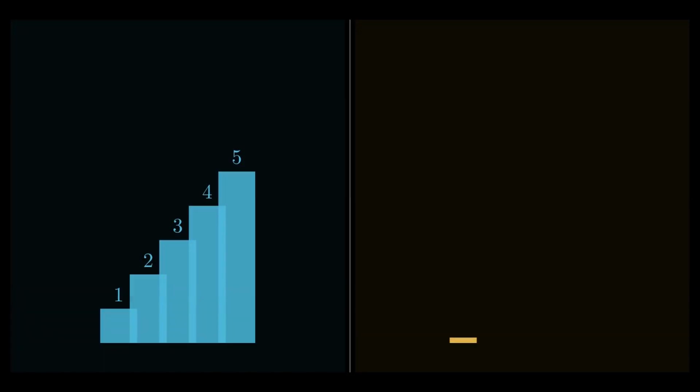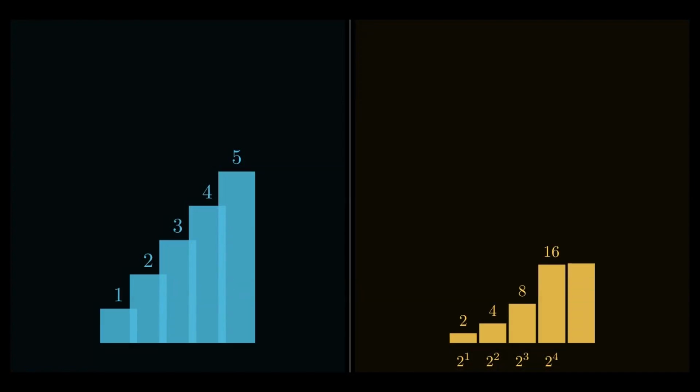2 raised to the power 1, 2 raised to the power 2, 2 raised to the power 3, 2 raised to the power 4. The exponent also increased by exactly 1. The same time step, again and again and again. But the answer didn't behave the same way. 2, 4, 8, 16, 32. The exponent moved linearly. The value doesn't.